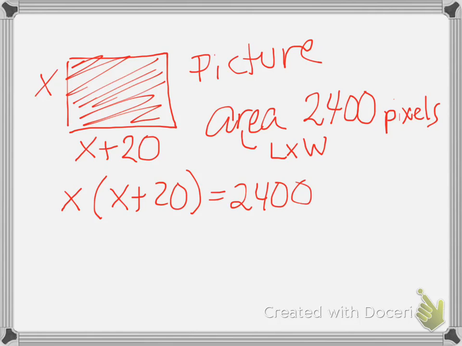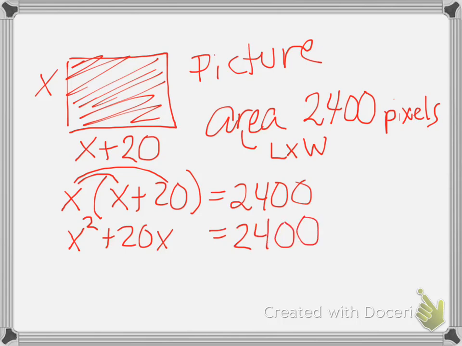So if you wanted to find out what x was, you could use a zero product rule and you could solve for 0. So let's do this first. Let's multiply these through and get x squared plus 20x. The reason I'm doing that is because we need to bring the 2400 over, and it needs to be in that form of a trinomial.